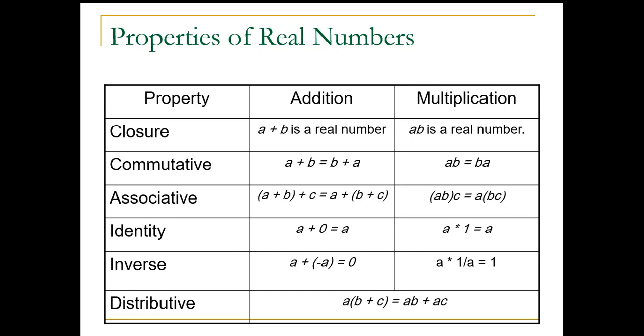And the inverse, a plus minus a. When you add the opposite, you will have as an answer 0. For the multiplication, times the inverse. If you do 2 times half, the answer is 1. Okay, so when I am multiplying by the inverse, I call it, this is the inverse here, and the answer is 1. Distributive, this is very important.